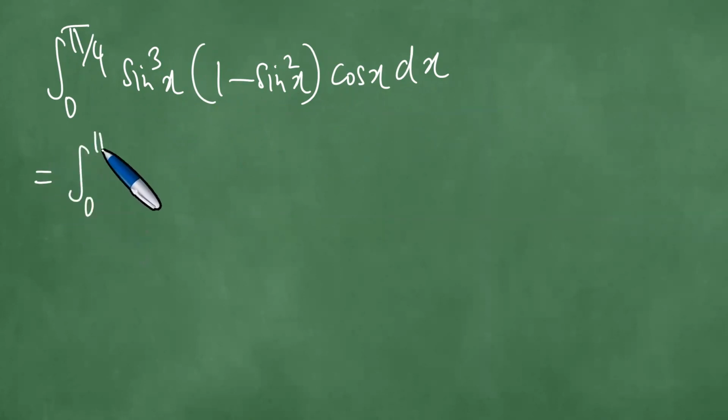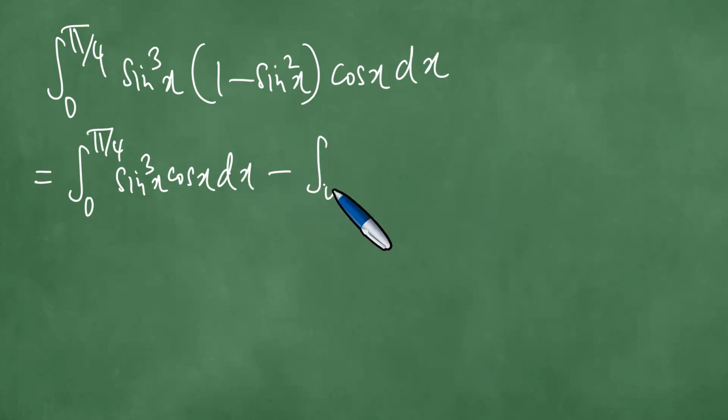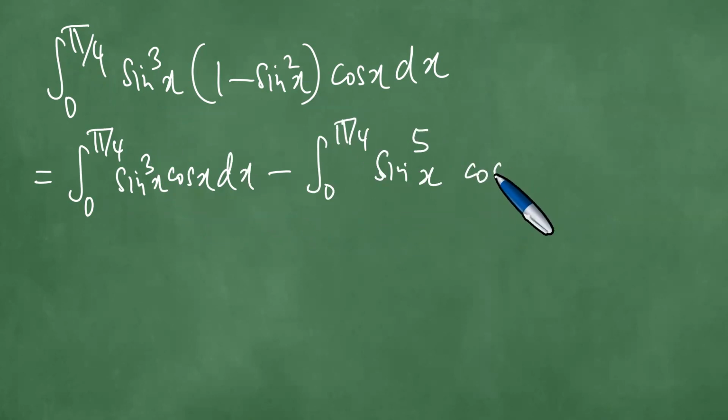this is the integral from 0 to pi over 4 of sine cubed cosine x, and if you multiply here, sine cubed by sine squared gives sine to the 5th power, times cosine x dx.